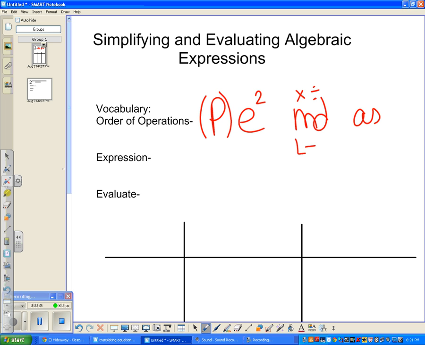So it's not necessarily that multiplication always comes before division. It's just however you read it left to right, whatever comes first, that's what you do. And same thing with addition and subtraction. You read it left to right, and that's what you can do first.